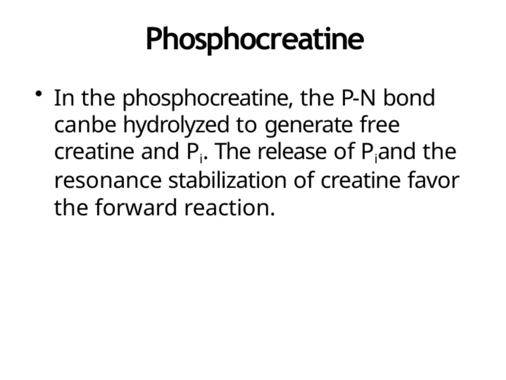Let's take a closer look at phosphocreatine. In this molecule, the key point is the P-N bond, which can be hydrolyzed, that is, broken down by adding water, to produce free creatine and inorganic phosphate, or Pi.